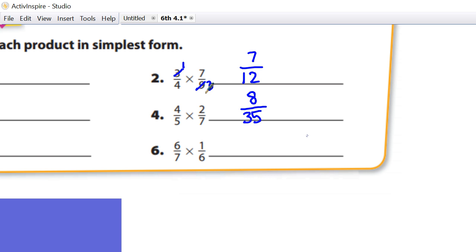We're on number 6. Number 6 is 6 and 6 share a factor of 6. So those would simplify to 1 and 1. And all that's left is 1 times 1 and 7 times 1.